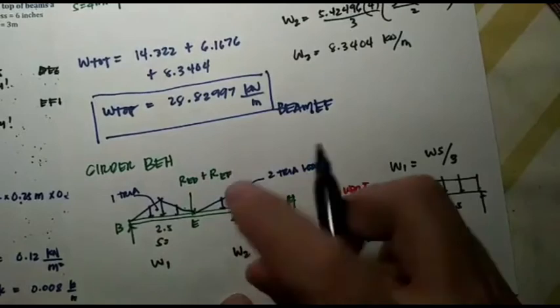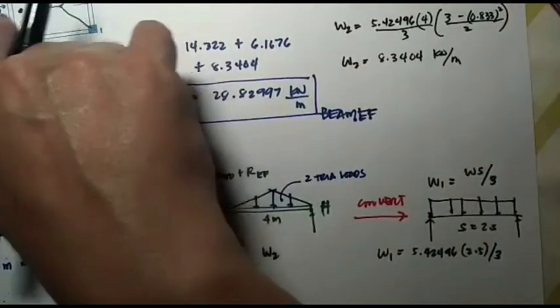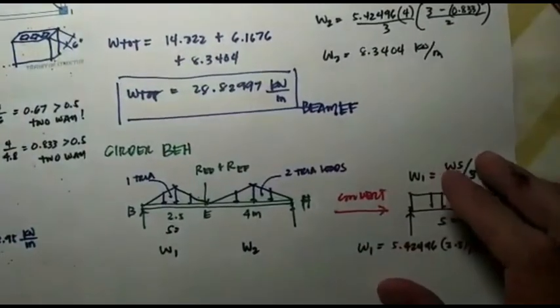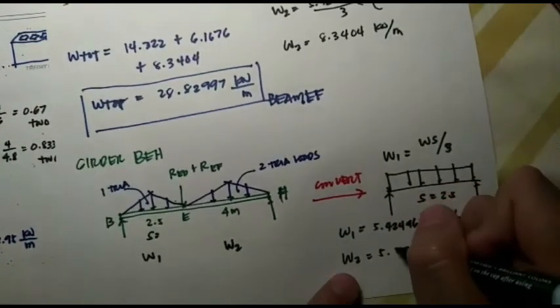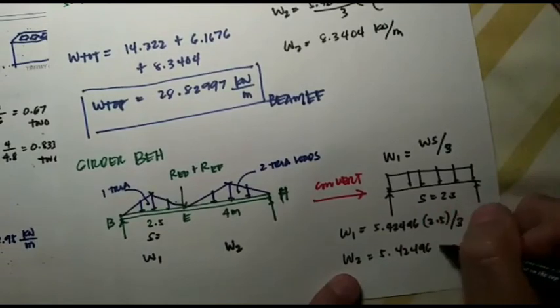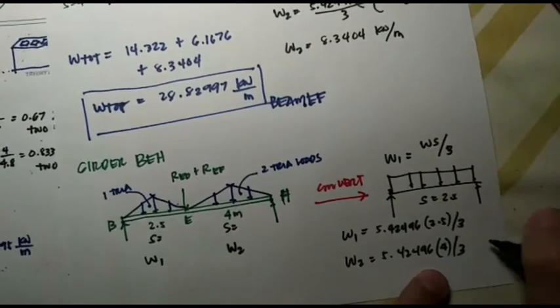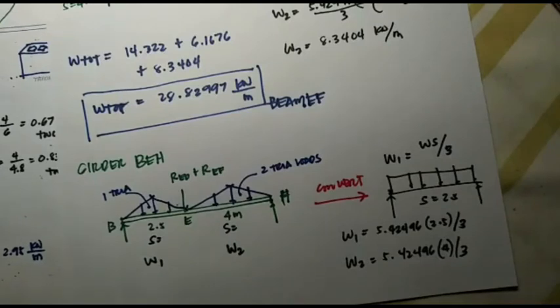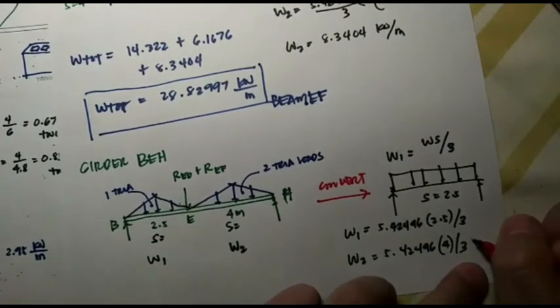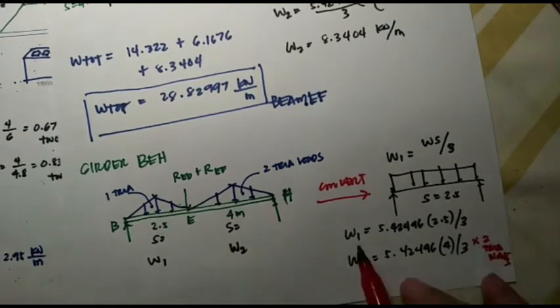Then the W2 for this one. It's two triangles, right? So that is 5.42496 times, and the S here is the 4 meters, 4 meters divided by 3. Since there are two triangles, you just multiply, so times 2 triangles. So that's W1 and W2.